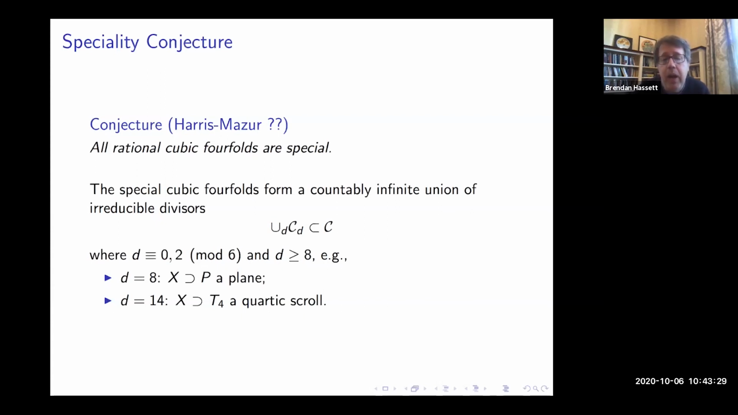So the special cubic fourfolds indexed by C8 are just those that contain a single plane. And the ones of discriminant 14 are those that contain a quartic scroll. And these were the rational examples I showed. C8 can cross itself. It's possible for a cubic fourfold to contain more than one plane. And the self-crossings where the two planes are disjoint is also rational. And so there are instances of rational examples in C8 as well.